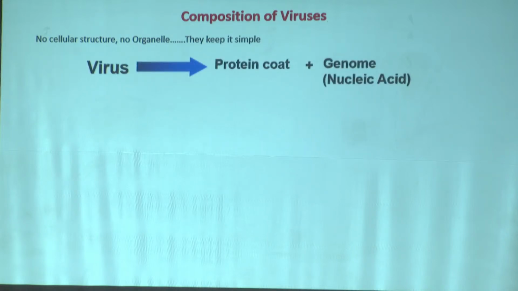So a virus is made up of a protein coat, and within this protein coat is the viral nucleic acid. The nucleic acid of the virus may be DNA or RNA. A virus has genetic material, DNA or RNA.